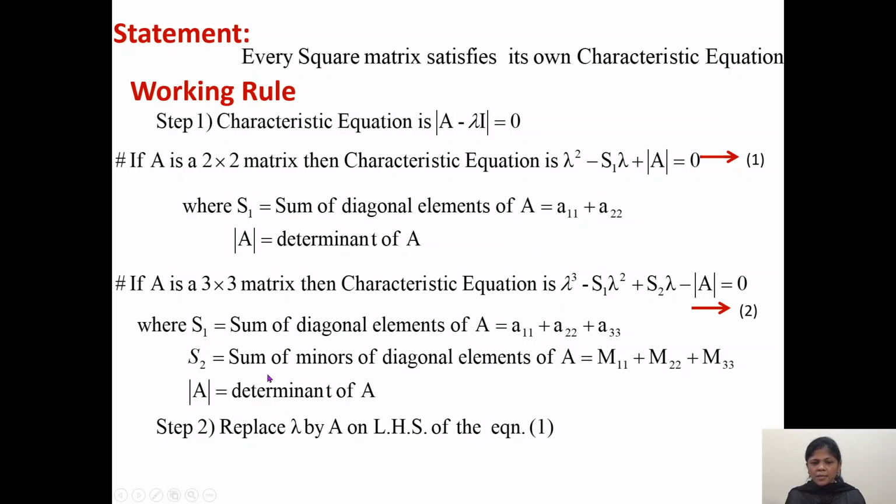Now the second step is, once we get the characteristic equation, replace lambda by A in the left hand side of equation 1 in case of a 2 by 2 matrix, and equation 2 in case of a 3 by 3 matrix. Then, as per the requirement of the equation obtained in step 2, find A square, A cube and so on, and then verify the Cayley-Hamilton theorem, as well as make use of these to get the inverse as well as higher order matrices. I hope the working rule required for the Cayley-Hamilton theorem is clear to you.